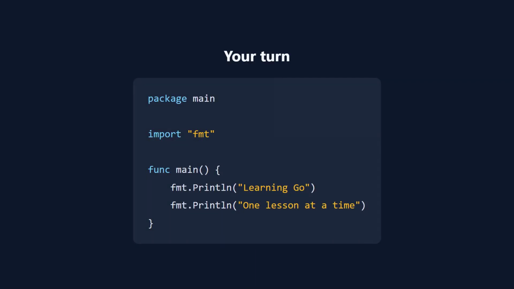Now you try one. Write a program that prints 2 lines. First, learning Go. Then, one lesson at a time. Pause here and write it yourself before you look at the answer.